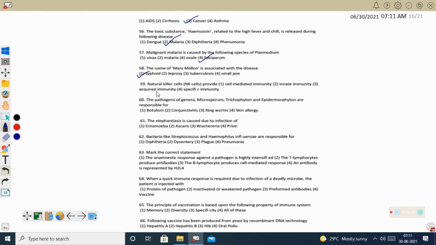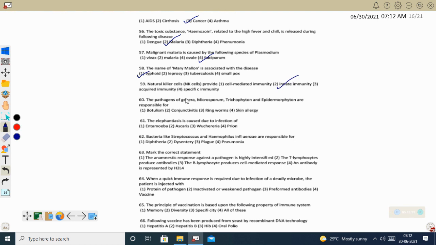Okay, natural killer cells provide. Natural killer cells actually provide innate immunity, that is a cellular barrier. Cell mediated immunity is by T lymphocytes, so it should not get confused. This is innate immunity. The natural killer cells come under innate immunity, a cellular barrier. Okay, so the second option is correct here.